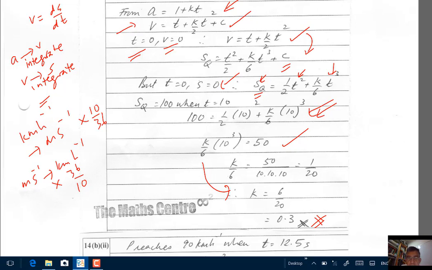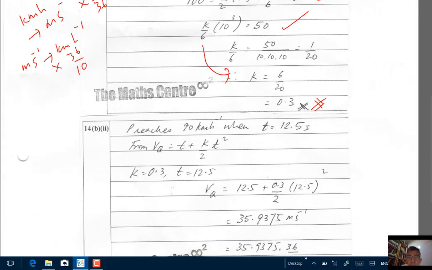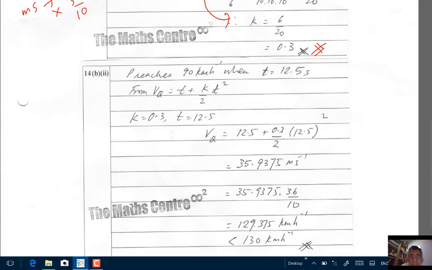So P reaches 90 km per hour. We found that in the earlier part. Let's look at the solution. P reaches 90 km per hour when time equals 12.5 seconds. Again, in the earlier part we worked out t equals 12.5. That's when P reaches 90 km per hour. So now we want to find the velocity of Q when t equals 12.5 seconds.